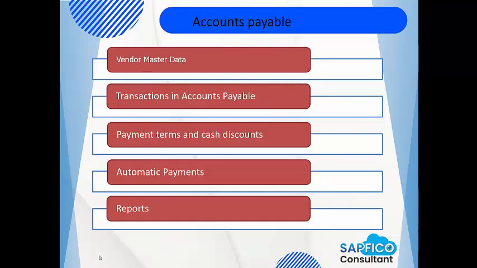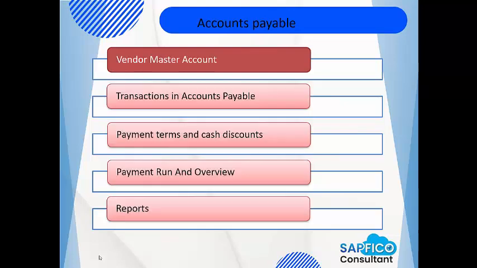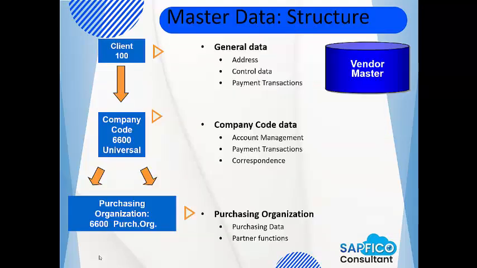So we will start with the vendor master data. Basically, vendor master data has three sections. One is the general data section, which is nothing but the name, address, the control data, and all the payment transactions. All of this is stored at the client level. If you see, this is the client level. All of this address, control, payment transaction is stored at the general data level.